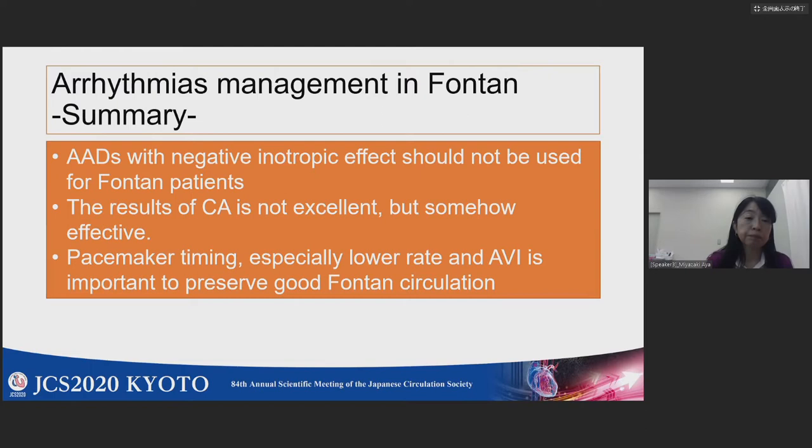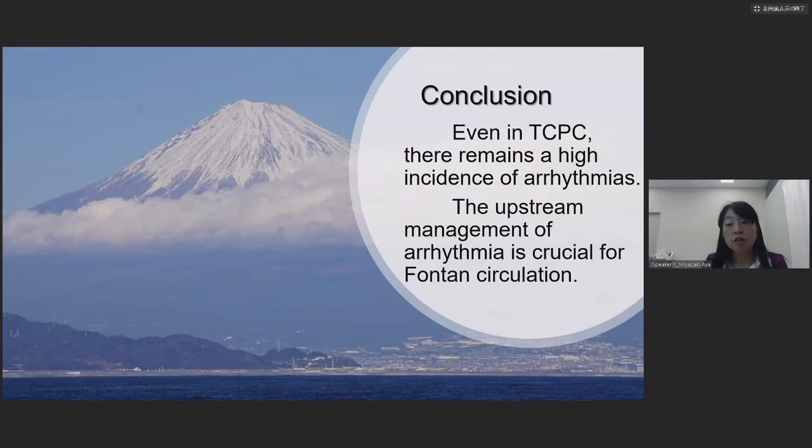Ladies and gentlemen, this is our conclusion. Even in TCPC, there remains a high incidence of arrhythmia. The upstream management of arrhythmia is crucial for Fontan circulation.